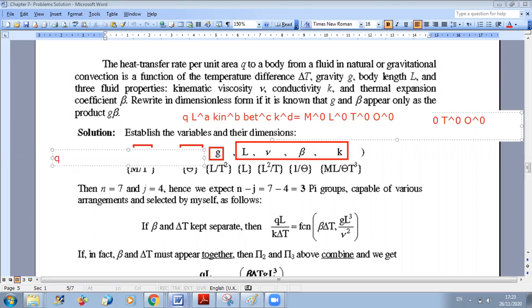Like the conductive flux, for example, Q per unit area is K dT over dx. Because if you multiply by area you obtain the flow rate in watt, and if you want it per meter square you divide by the area. So here Q is K dT by dx, and you know that the conductivity unit K is mass times length over theta T cube.